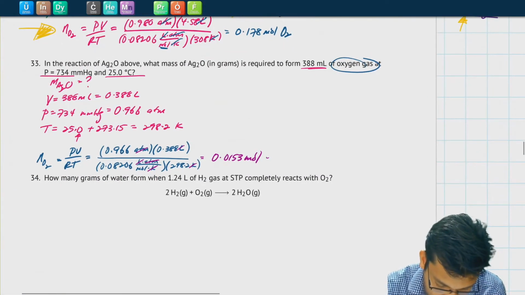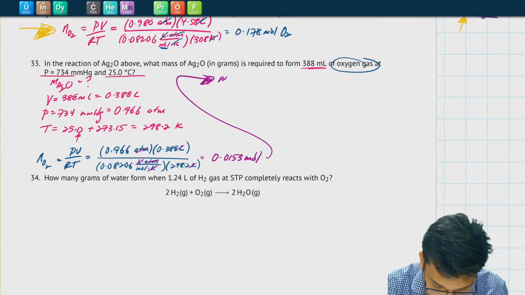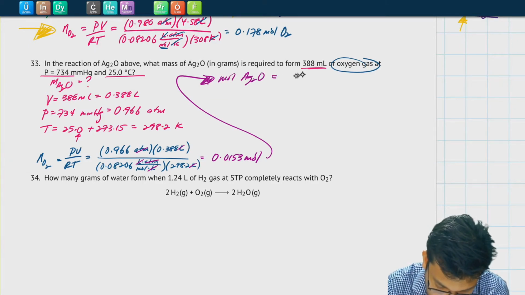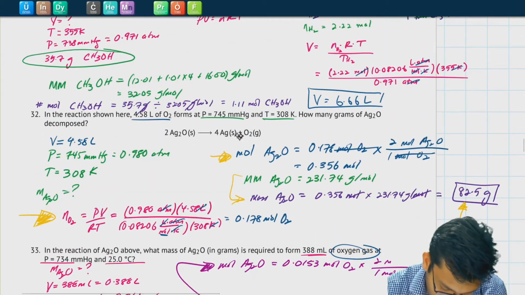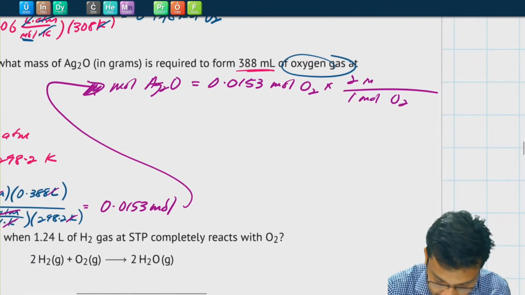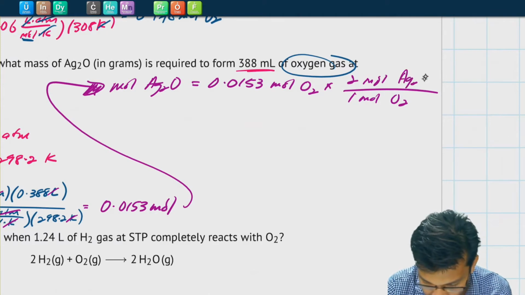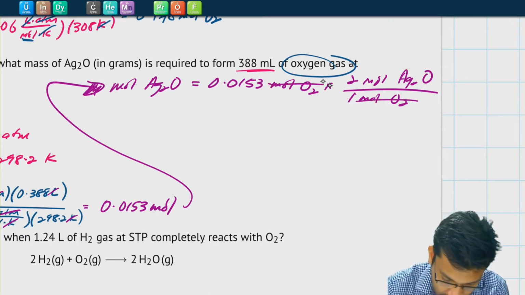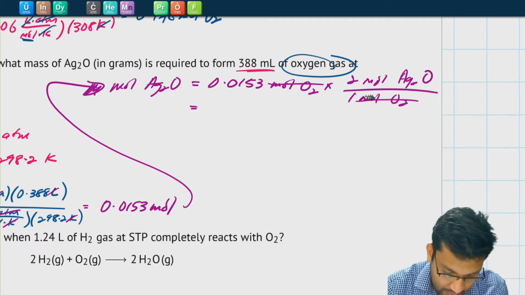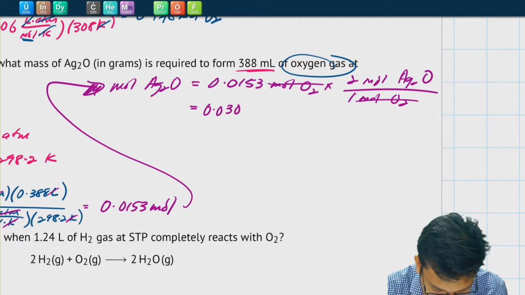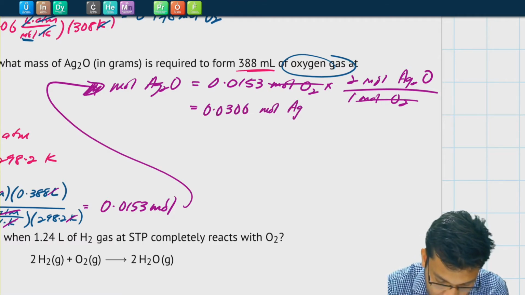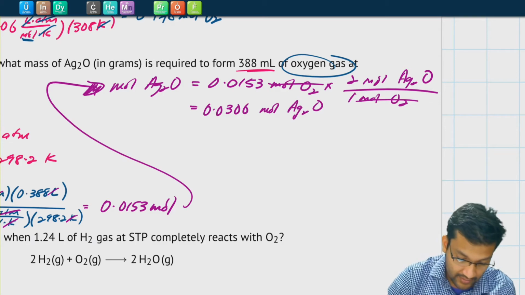Okay, but we want the number of moles of the unknown. So moles of the unknown, Ag2O, will be 0.0153 moles of oxygen. But for every 1 mole of oxygen, we get 2 moles. Well, is that true? Yeah, 1 mole of oxygen, we get 2 moles of Ag2O. I was just going off of memory there, but if you're not sure, always check back at the equation. So this should give us 0.0153 multiplied by 2, which gives us 0.0306 moles of Ag2O. Okay, so that's the middle step.